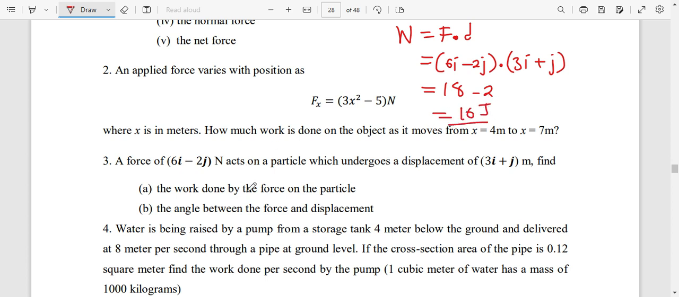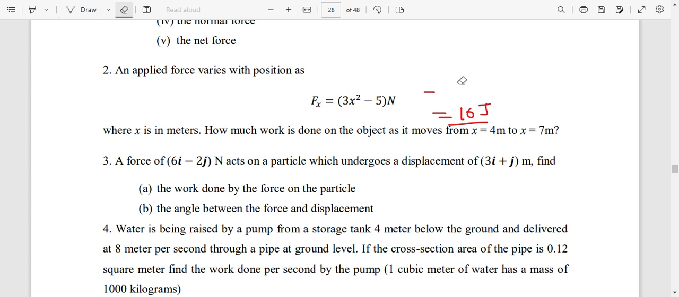And then you also want to calculate the angle between the force and the displacement. That one we're also going to use the principle that comes from the dot product when you are finding the angle. So cosine of theta is given by A dot B divided by the magnitude of A multiplied by the magnitude of B. So then this is going to give us the dot product. We've already seen that it is 16.